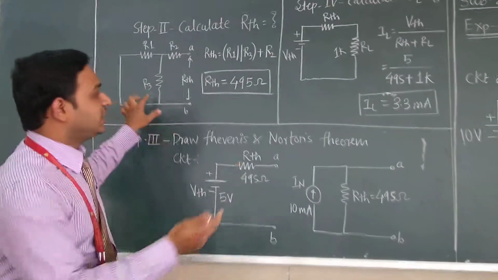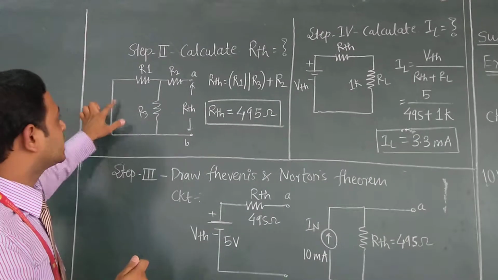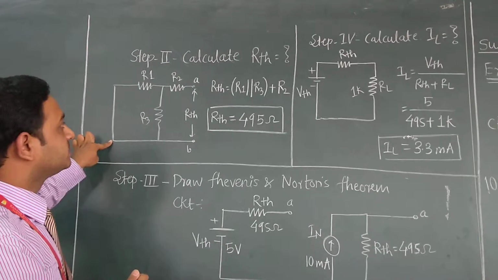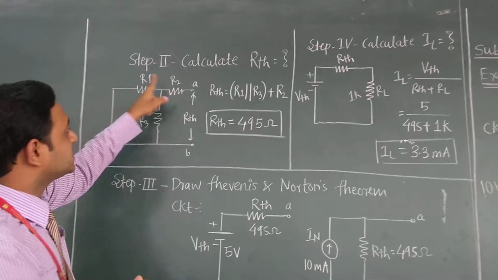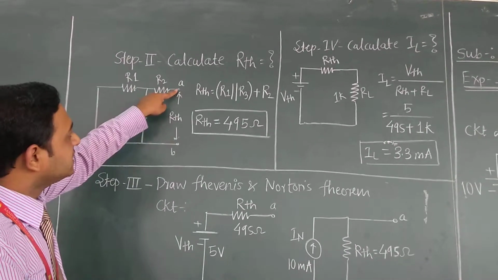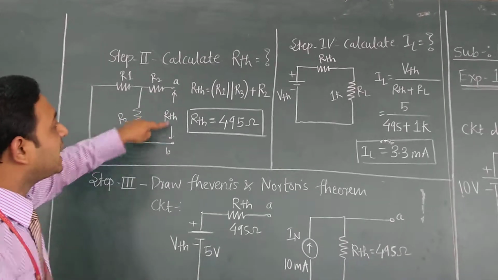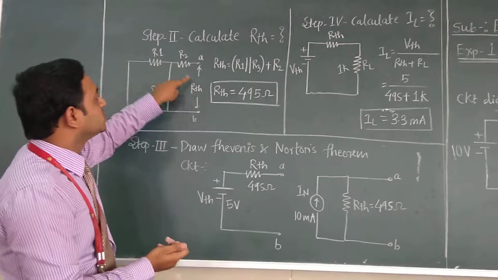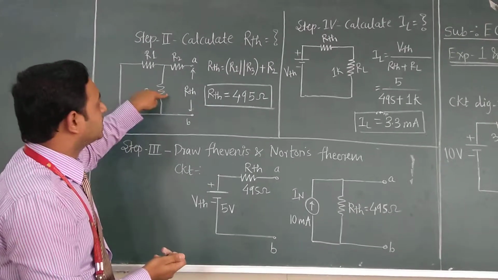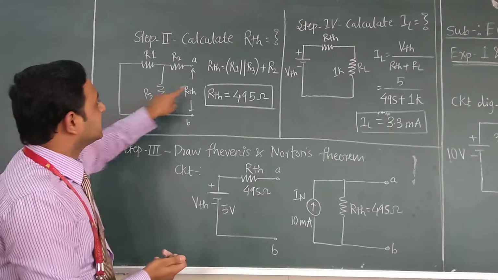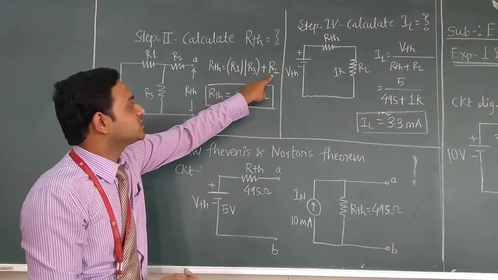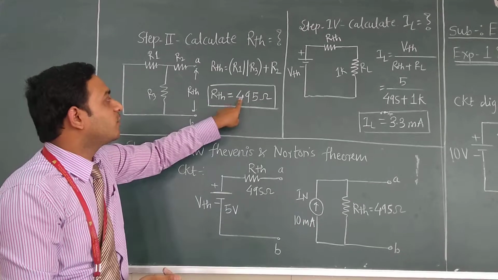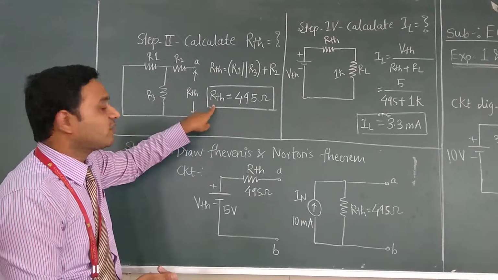So in our circuit there is a voltage source, that's why we just remove the voltage source and short the terminal. If we short the terminal, this is the equivalent circuit, and the resistance across the A and B terminals is called RTH. This is Thevenin's equivalent resistance. As we observe the circuit, R1 and R3 are in parallel with the series of R2. If we calculate this, we get 495 ohm. This is the value of RTH.